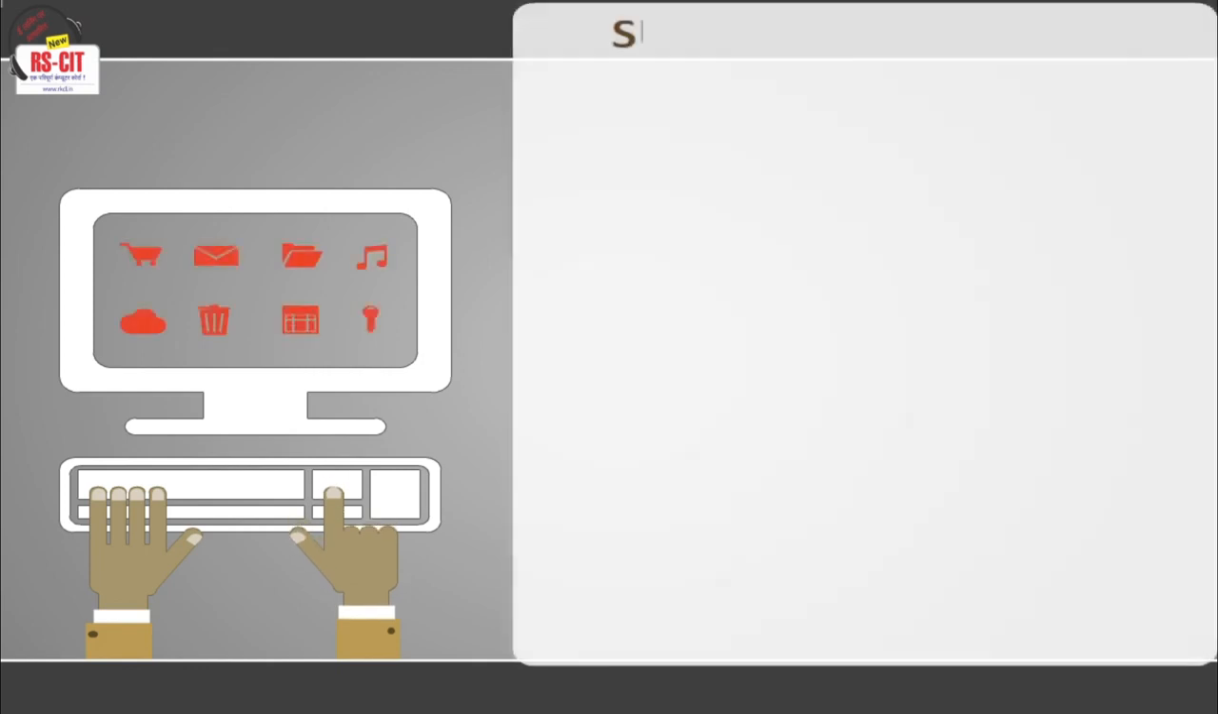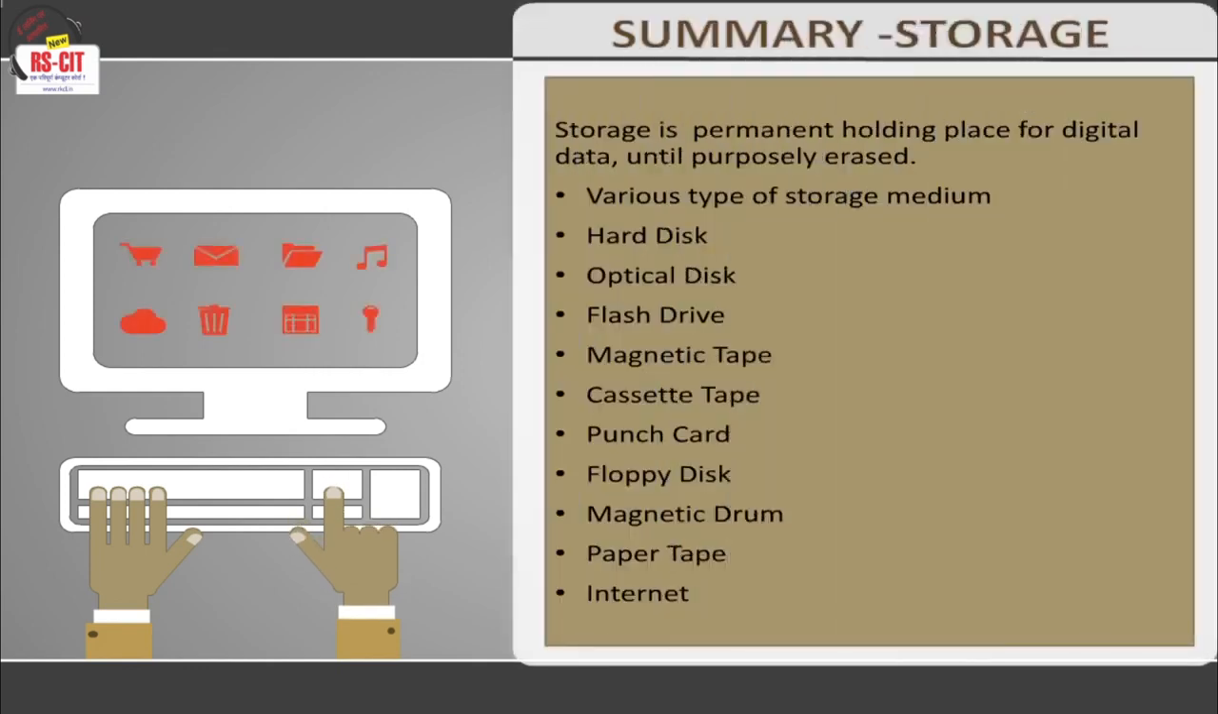Storage. Storage is a permanent holding place for digital data until purposely erased. Various types of storage medium are hard disk, optical disk, flash drive, magnetic tape, cassette tape, punch card, floppy disk, magnetic drum, and paper tape.